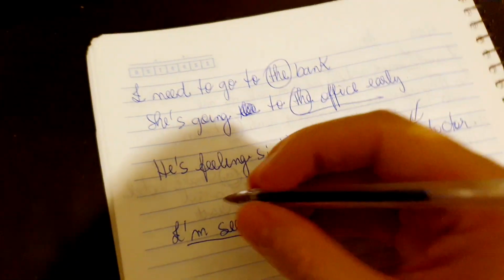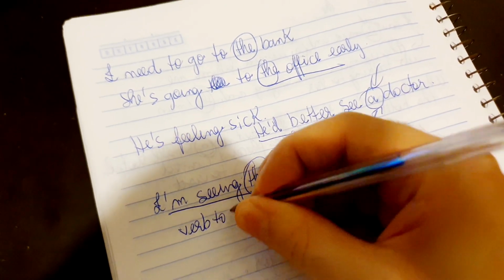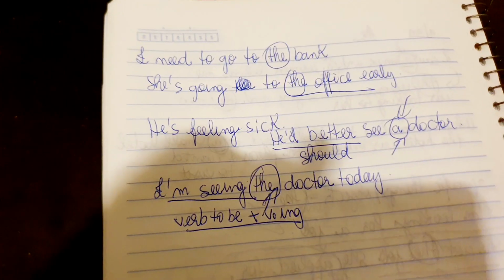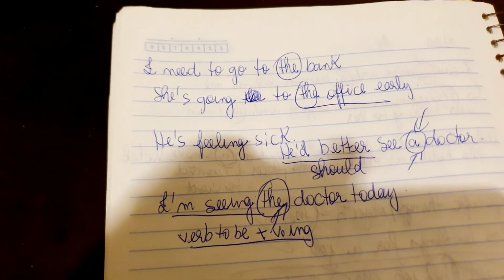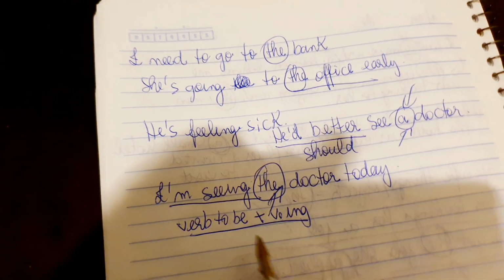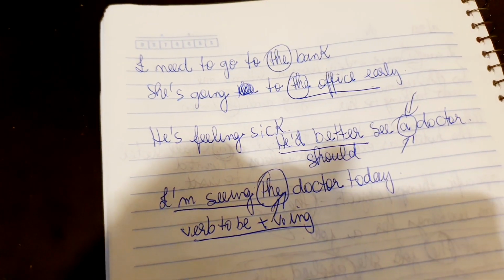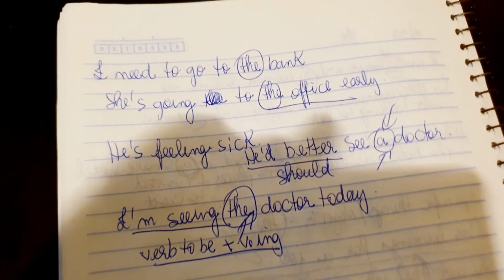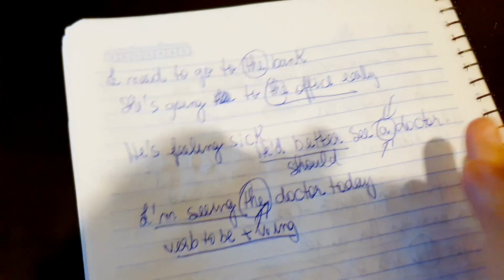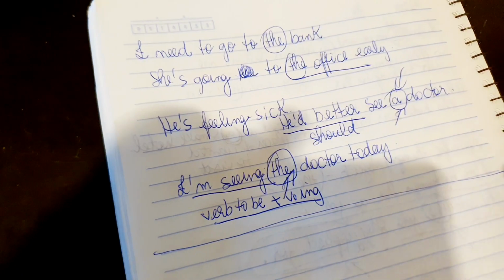So, I'm seeing, this is a verb tense that we have already studied in previous videos. That's the reason I suggest you watch my previous videos so that you can understand some verb tenses, some grammar structures. This is the present continuous. Present continuous ideas can also refer to future ideas, right? So I'm seeing the doctor. It means that I have planned to see the doctor. Okay, we haven't finished this topic yet.